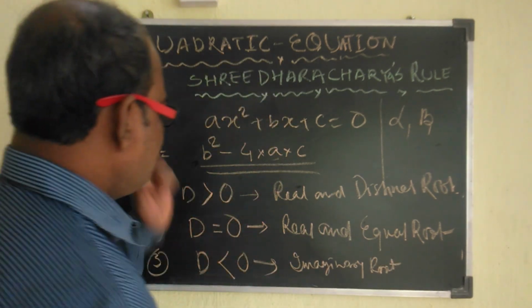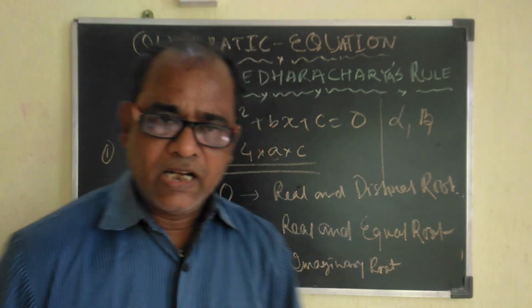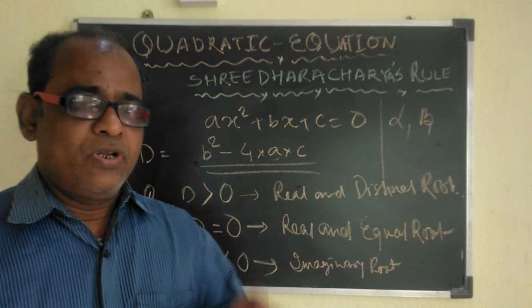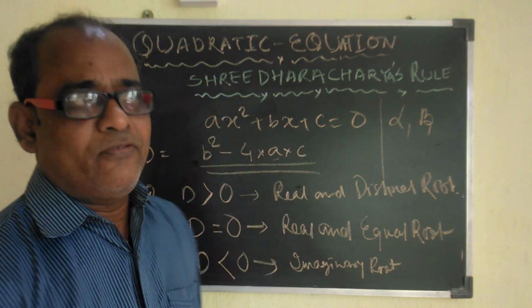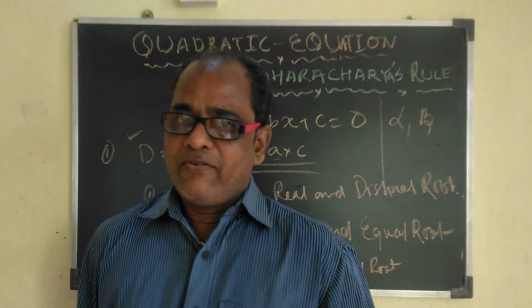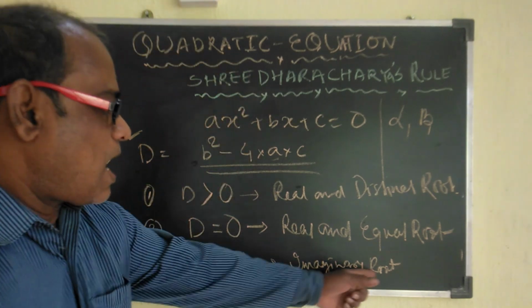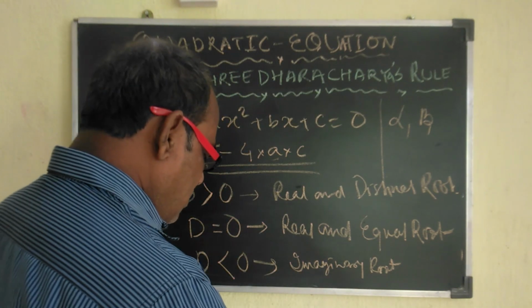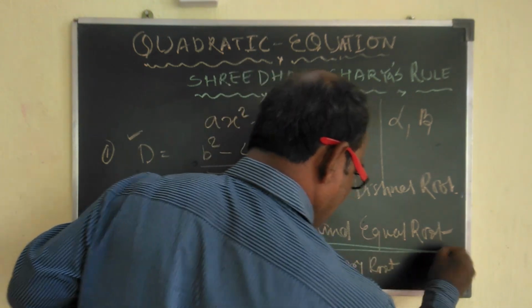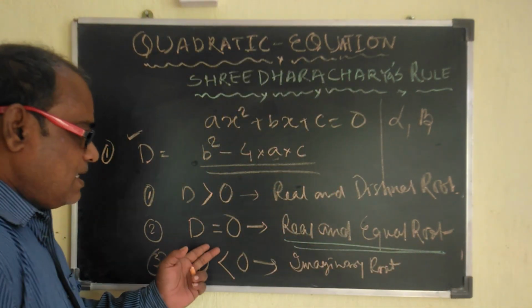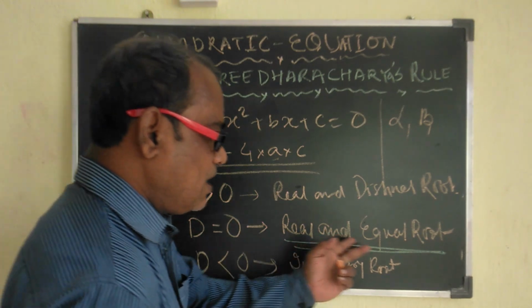Because if D is less than 0, that means it is negative, and to find the root of a negative value, you have not learned that yet. It is there in class 11. We get imaginary roots, so I have written here imaginary roots. So when D is equal to 0, we get real and equal roots.